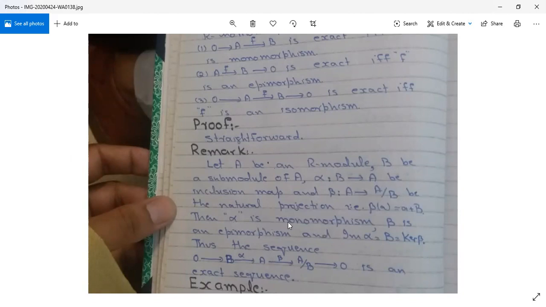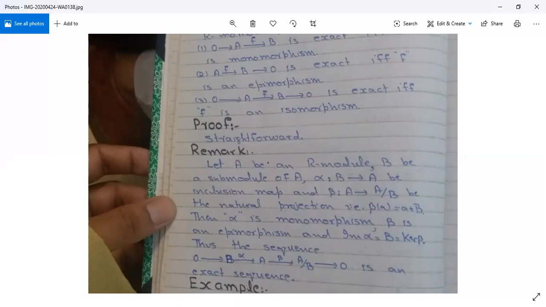Then alpha is a monomorphism, beta is an epimorphism, and the image of alpha equals B, which equals the kernel of beta. Thus the sequence like this is an exact sequence. So if you feel any complication in this theorem, this is very easy, simple, straightforward. So you should contact me.